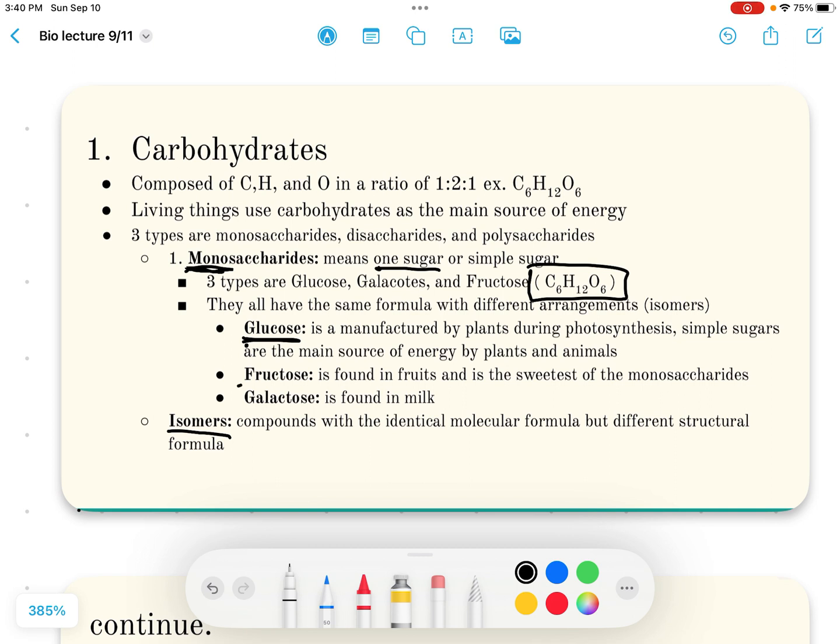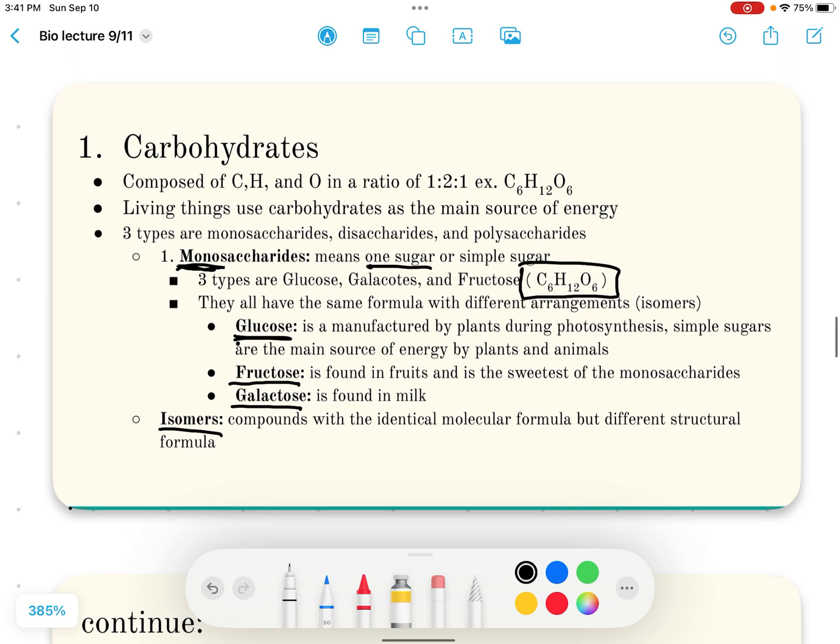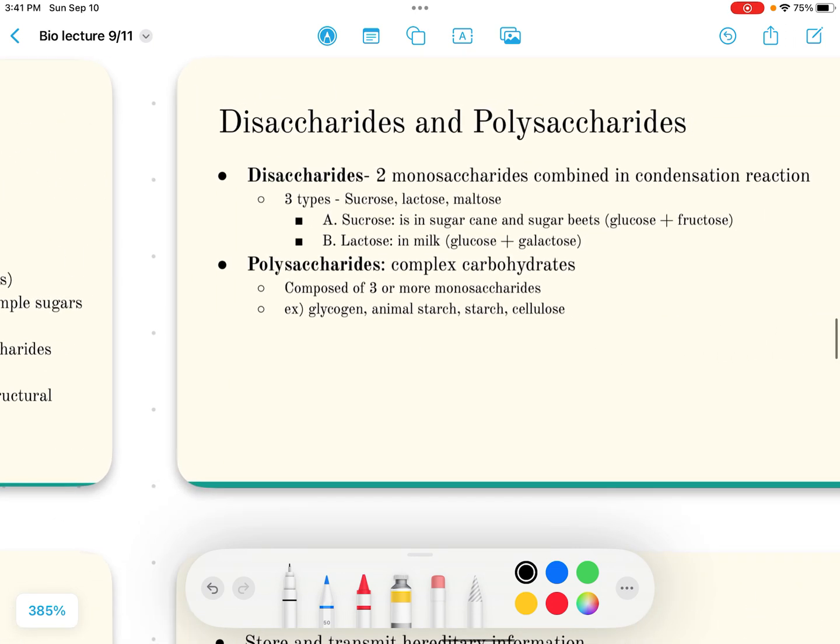Then we have fructose. Fructose is found in fruit, and it's the sweetest of the monosaccharides. So anytime you eat any sort of fruit, that sweetness is coming from that fructose. And then we have galactose. Galactose is found in milk. So a lot of times when you hear somebody is lactose intolerant, that "tose" at the end is dealing with milk. Galactose is the sugar in milk. Okay, so that would be part of monosaccharides.